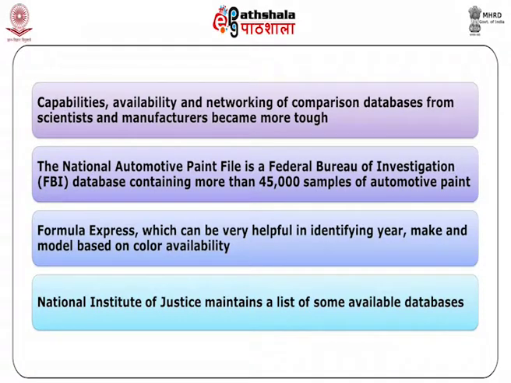As the capabilities, availability, and networking of comparison databases from scientists and manufacturers became more robust, samples of items such as paint, glass, and even soil could be compared against known standards to provide solid and consistent classifications. For example, the National Automotive Paint File is a Federal Bureau of Investigation (FBI) database containing more than 45,000 samples of automotive paint from manufacturers dating back to the 1930s.